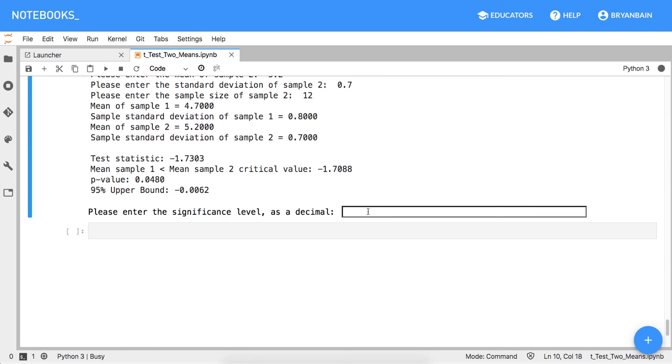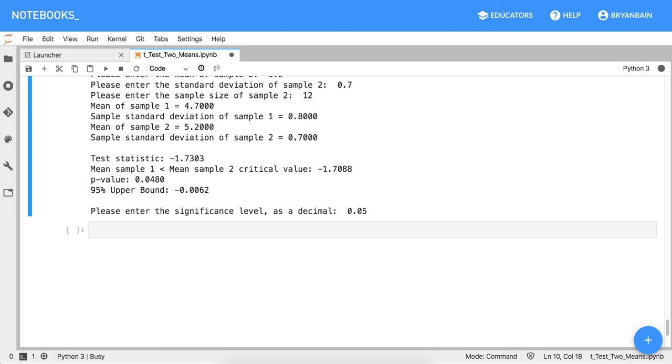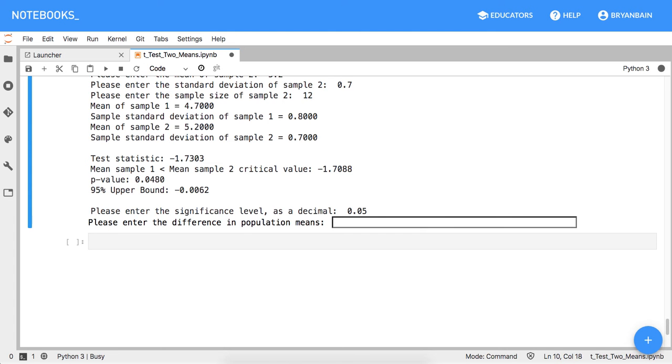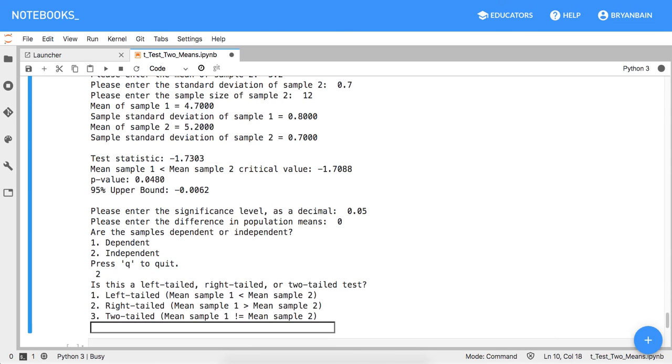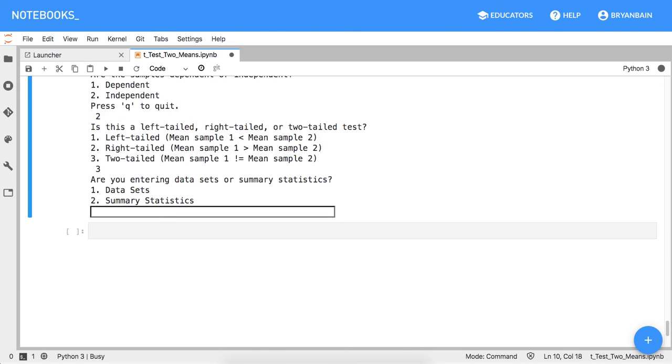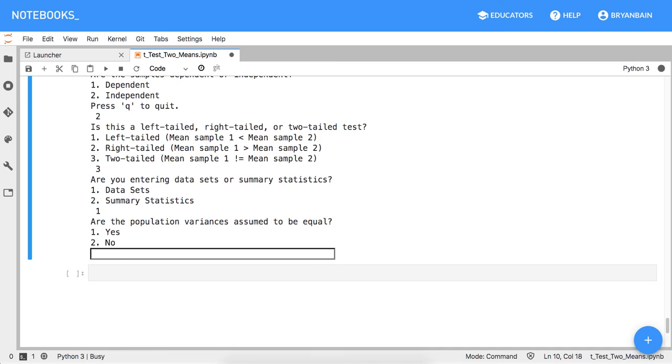So our significance level, again, 0.05. Make sure I get that right. Okay, good. Our difference in population means, again, we're saying is 0. These are independent samples. And this is a two-tailed test because we're just saying that the means are different. They're not necessarily less or greater. This time we have the data sets, so we're going to select option 1. And again, pooled variance, no, we're not going to assume that the population variances are equal unless it tells us otherwise, or we perform an F test or something like that.